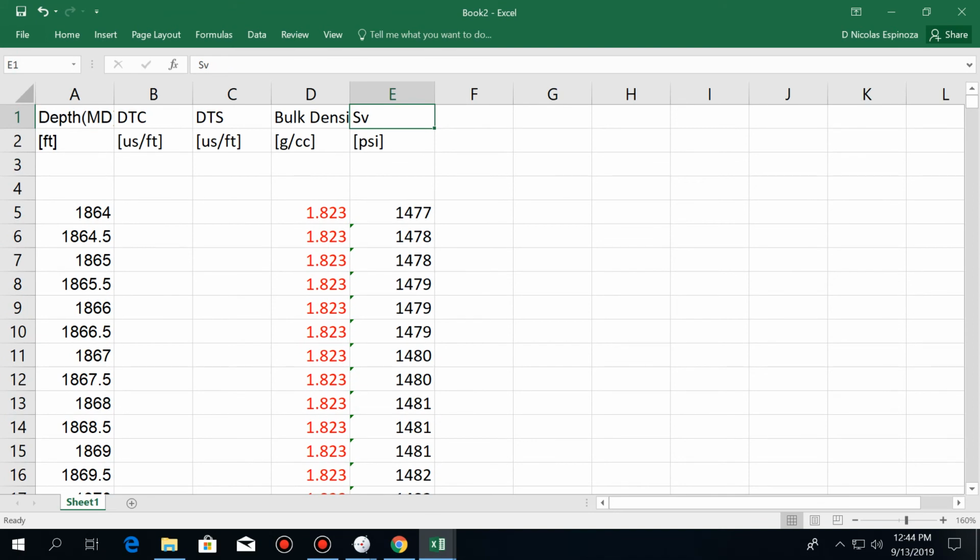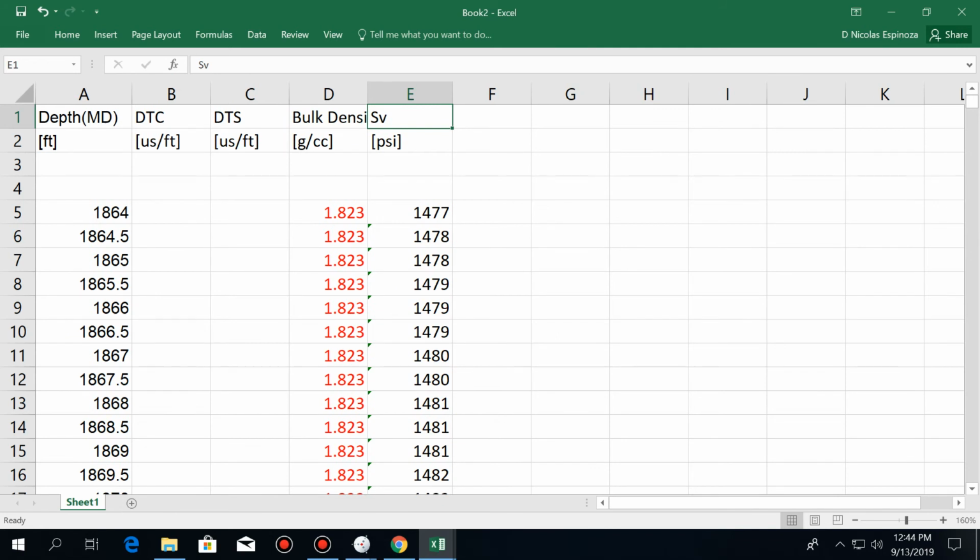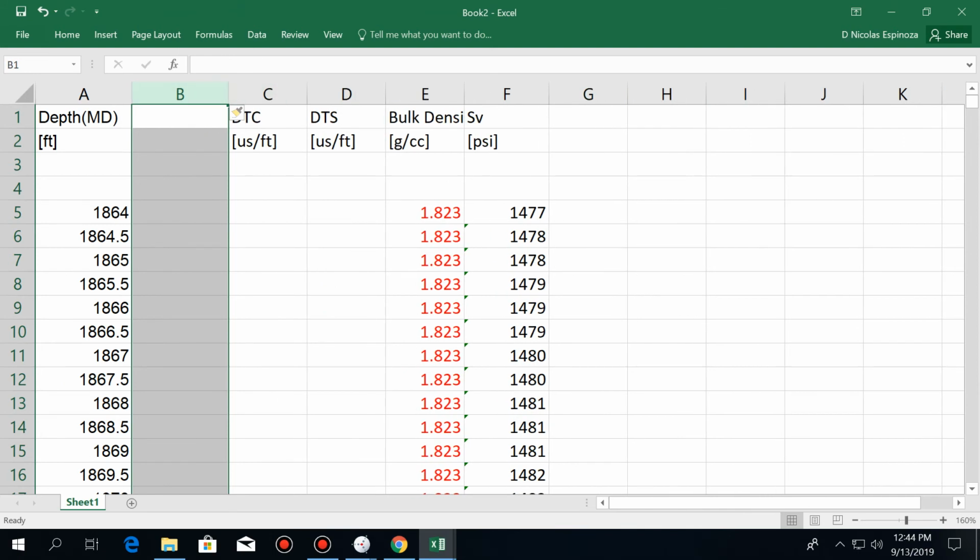there is a little thing here that you need to do additionally. We said that measured depth is not true vertical depth. So I'm going to add a column here, which is going to be TVD sub C, and this is going to be in feet.